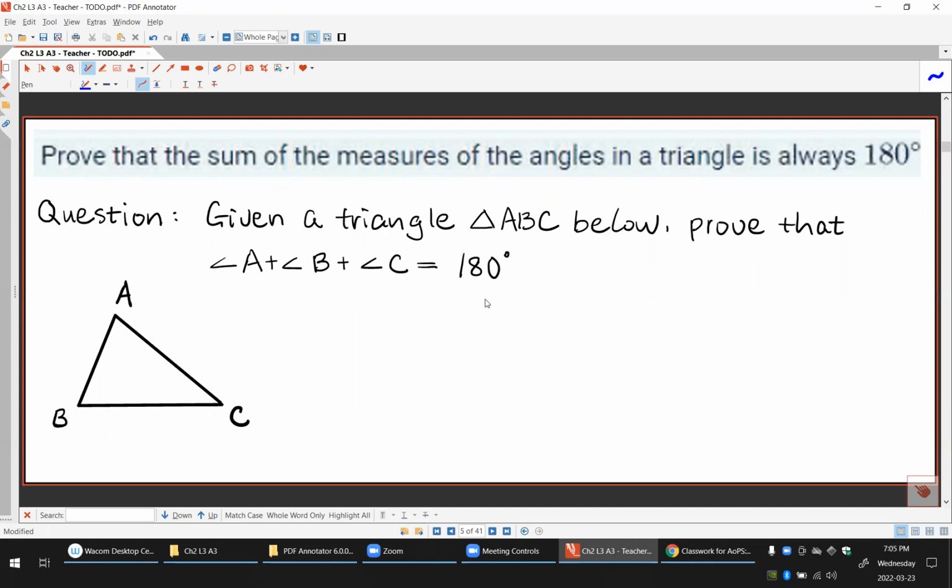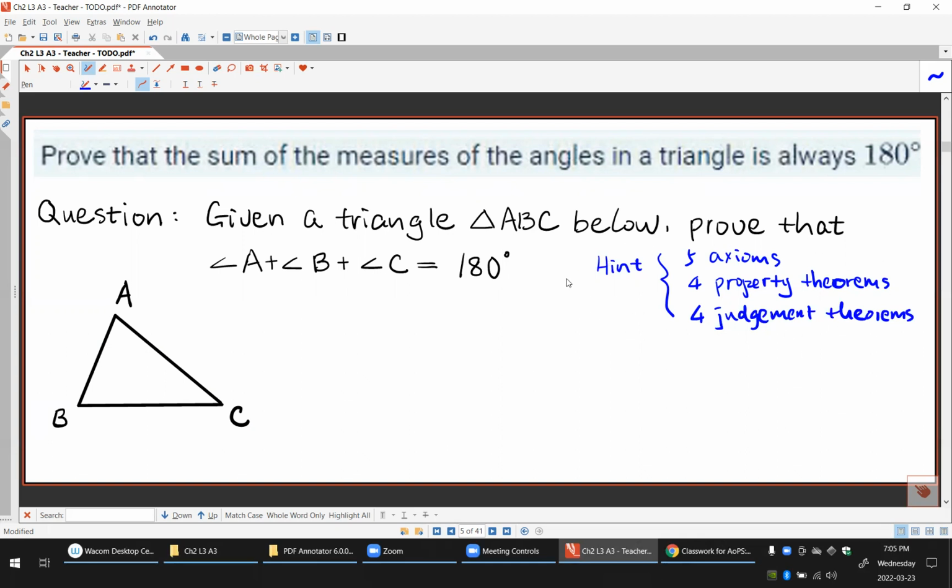Okay, I'll give you 2 minutes to think about this question. Okay, I'll give you a hint. So far we have learned 5 axioms, right? And 4 property theorems regarding parallel lines, and 4 judgment theorems also regarding the parallel lines, right? So these are what we have learned so far. These are the tools that we can use to prove any further properties or theorems, right? So which one should you choose to prove this? Okay, I'll give you 2 minutes to think about this.